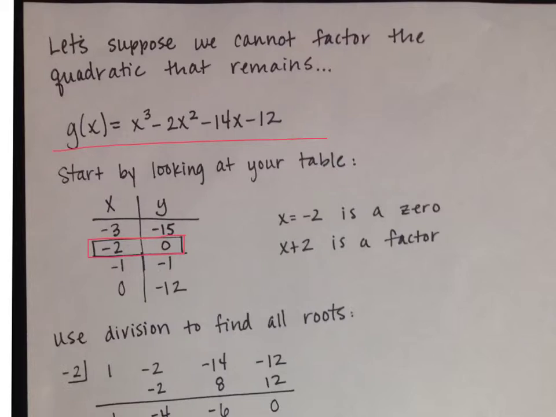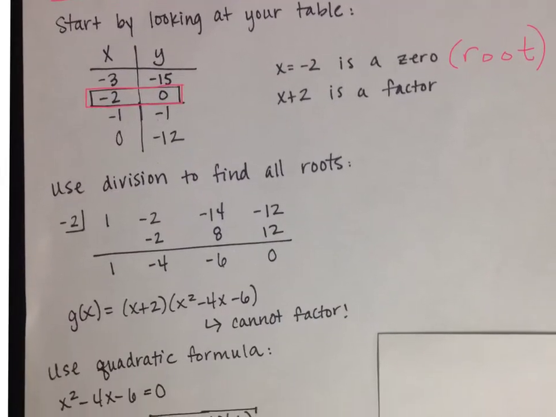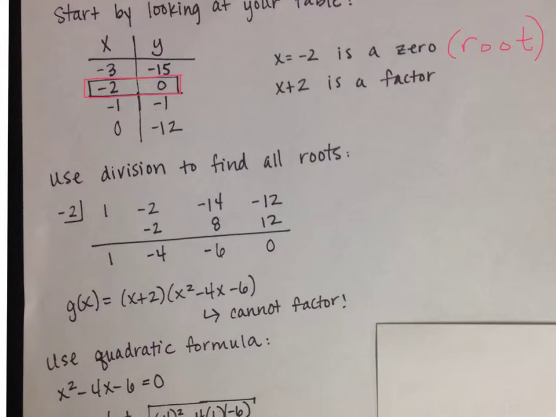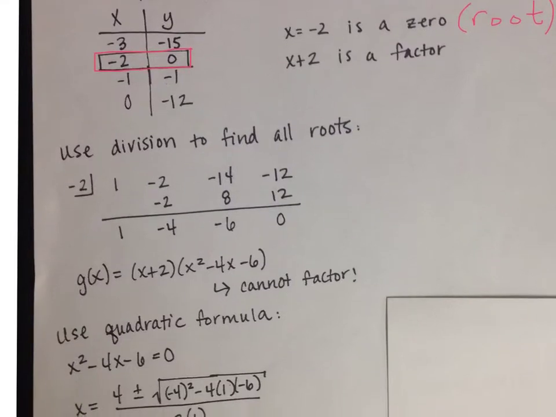So we know that x equals negative 2 is a 0, or we could call that a root. That means x plus 2 is a factor for our cubic equation g of x. So we're going to use division, and I'm using synthetic again, but one more time, you could use whatever you wanted to, in order to get to this place here where we have our linear factor and then the quadratic that remains once we factor x plus 2 out of the cubic. Now, this one does not factor. So if I try to take just x squared minus 4x minus 6 and factor that, it's not going to work. So I'm going to have to use a different strategy here.